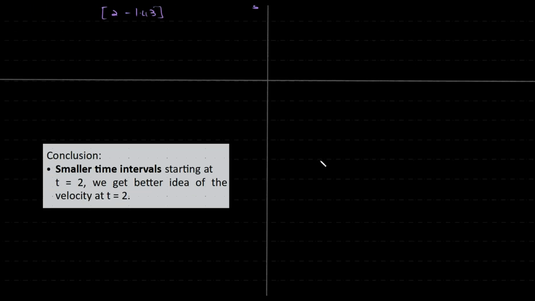Agree? So as a whole, we can conclude the following. With the smallest time interval starting at 2, we get a better idea of the velocity at t equal to 2. Closer the better. Closer the better.